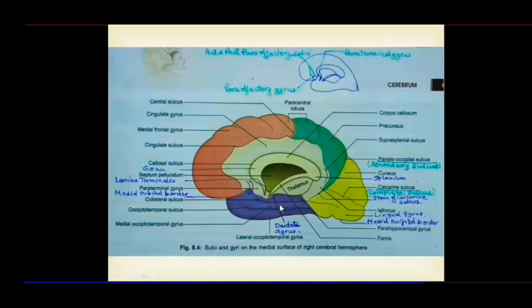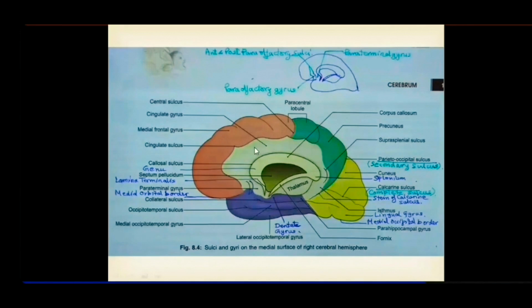And apart from that, there is another gyrus which you actually do not easily see until well in proper dissection. On the deeper aspect of this parahippocampal gyrus, you will find a dentate gyrus. This I'll show you in another slide separately. Okay, so yes. Now about the gyri here.